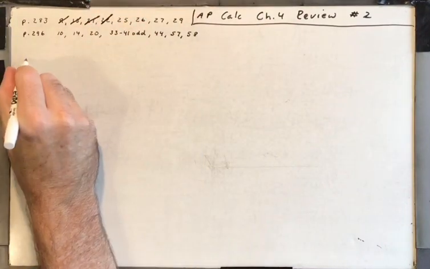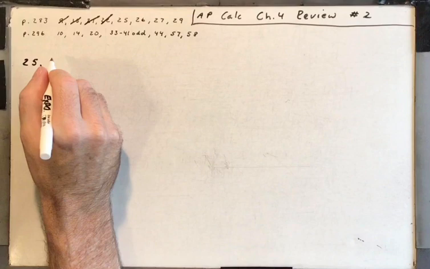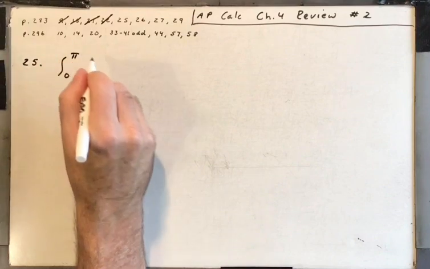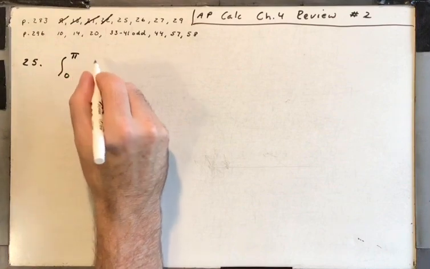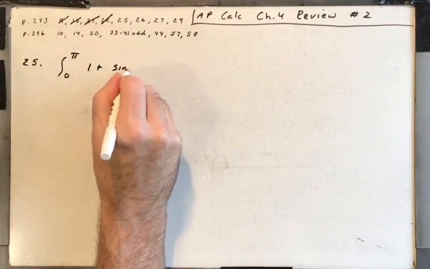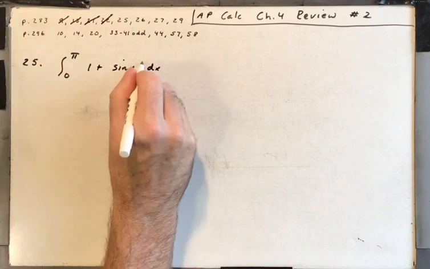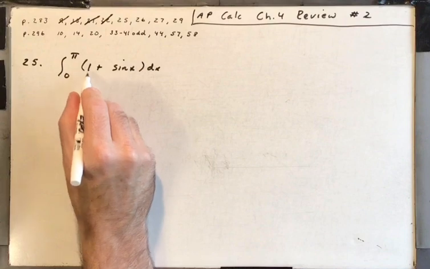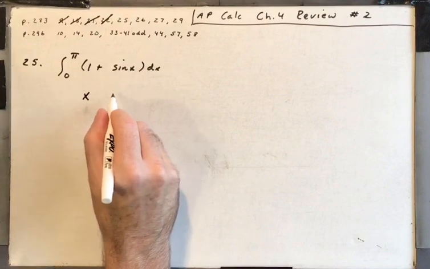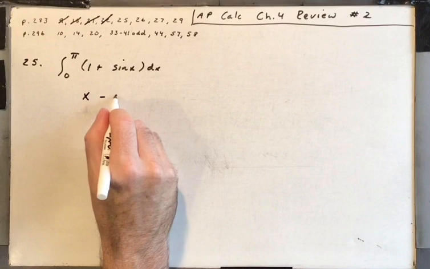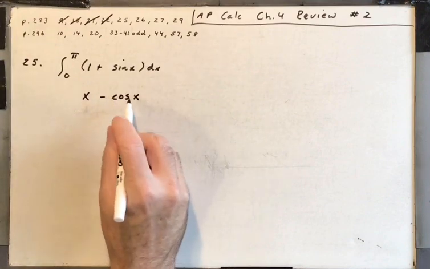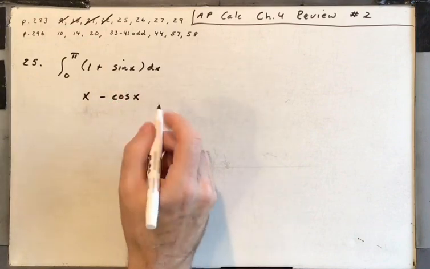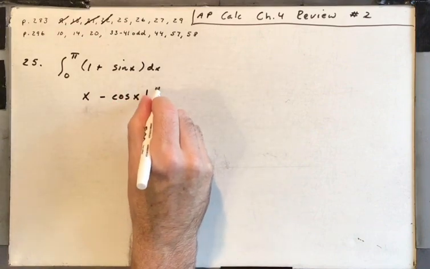Okay, 25. I hope this one isn't as bad. 0 to pi, oh, lovely. You love your trig. 1 plus sine x. Right, I don't think this is too bad. So, antiderivative of 1 is x. And then I believe we'd have minus cosine x. The derivative of minus cosine is positive sine. Okay, and we're going to go from 0 to pi.